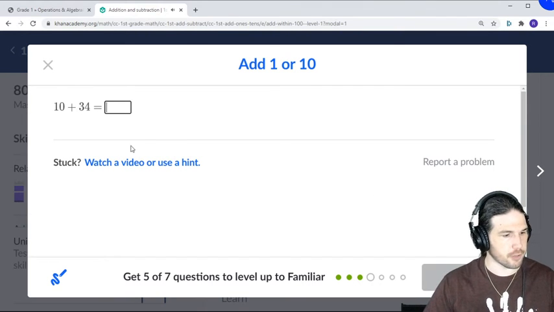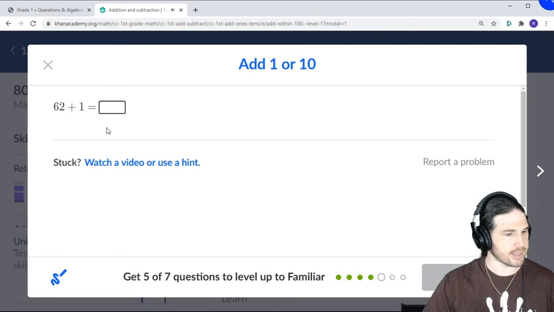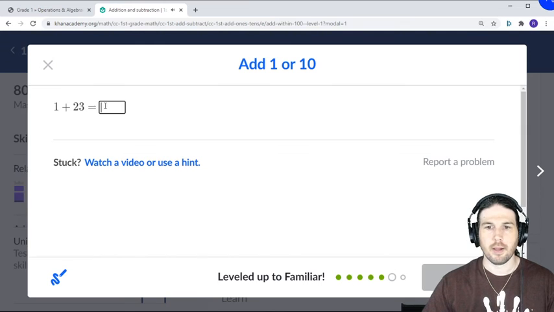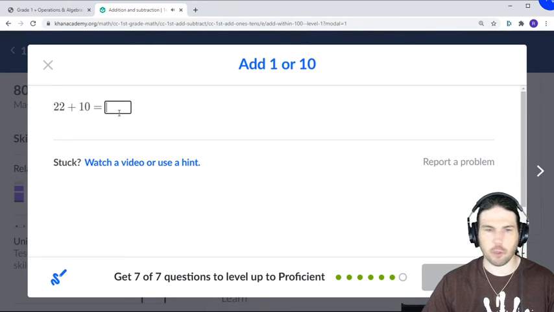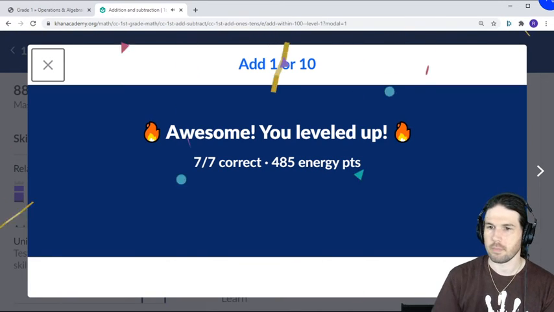10 plus 34 is 44. 62 plus 1 is 63. 1 plus 23 is 24. And 22 plus 10 is 32. No problem.